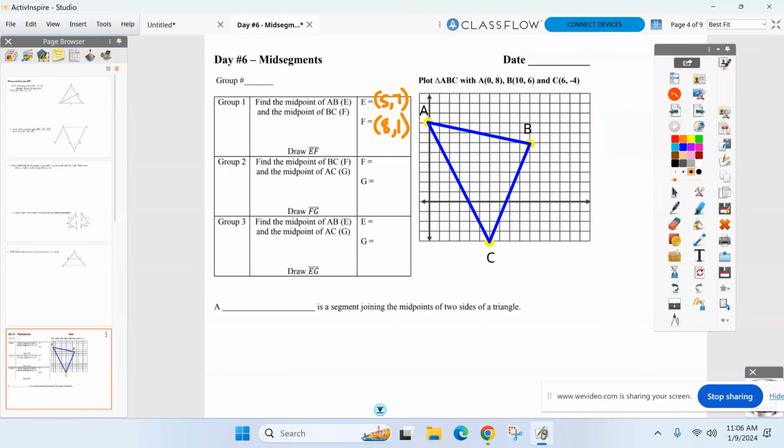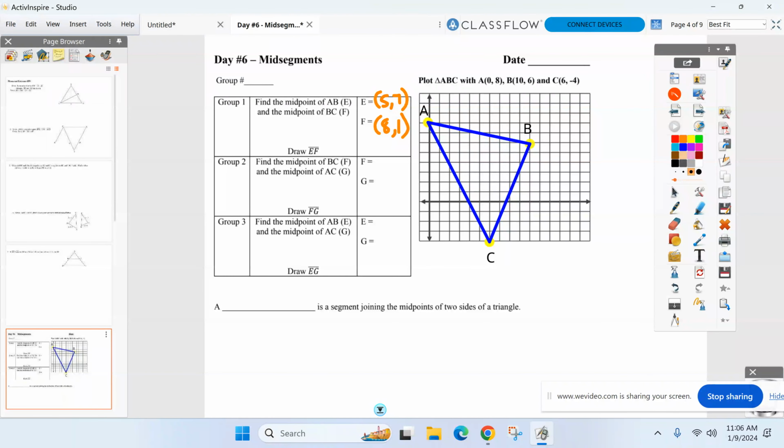How the perimeters relate to each other every time. What's the perimeter of triangle ABC? 40, and we just got a perimeter of 20. So yes, the perimeter of the mid-segment triangle is always going to be half the perimeter of the larger triangle. Yep, good. Okay, we're all set there.